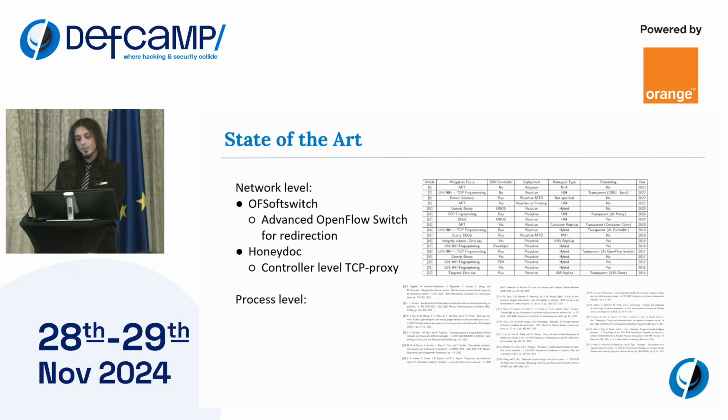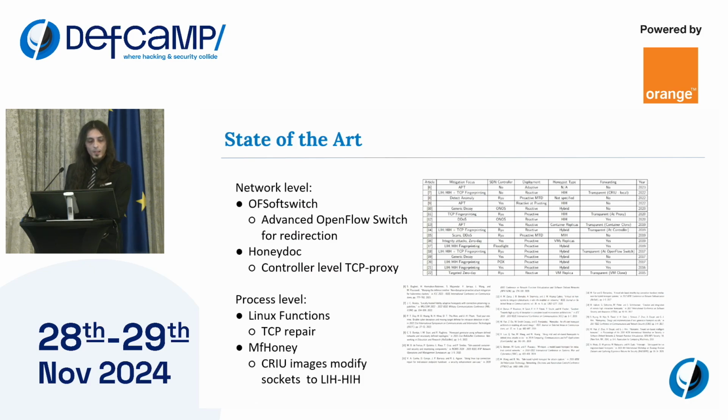Then some people thought, what if we leave the network layer as it is and we recalculate it at the process level? And one research found out that Linux can do this with a TCP repair function present in the kernel. It basically can recalculate sequence and acknowledgement numbers such that you can make the traffic look smooth. Furthermore, MF-Honey tried to redirect attacks from low interaction honeypots to high interaction honeypots to better lure attackers to continue their persistence with CRIU, which we will talk about a bit later.